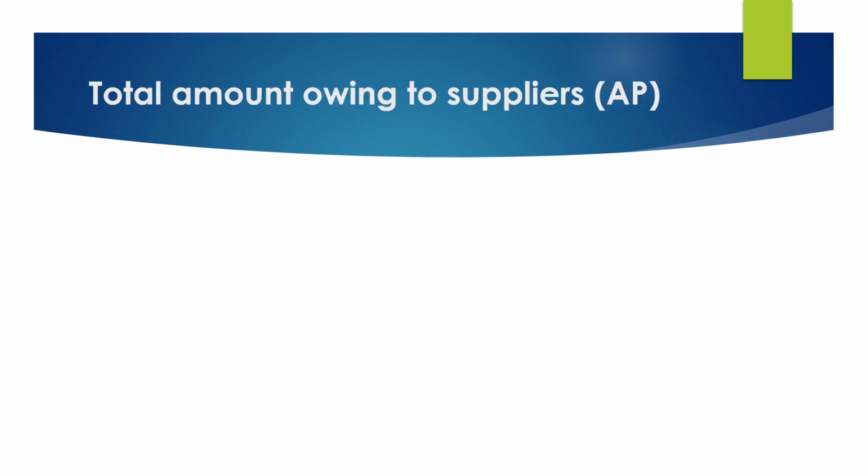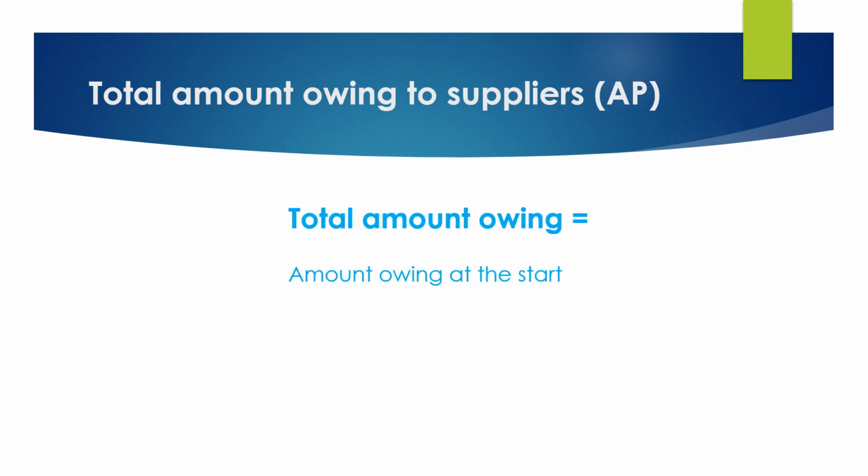Within a period, for example, a month, a business may make multiple credit purchases from the suppliers, as well as make multiple payments to suppliers for the amounts owed. Therefore, it's important for us to know how to work out the total amount owing to suppliers. To calculate the total amount owing, we take any amount owing at the start of the period, add any additional credit purchases, less any payments made to suppliers.